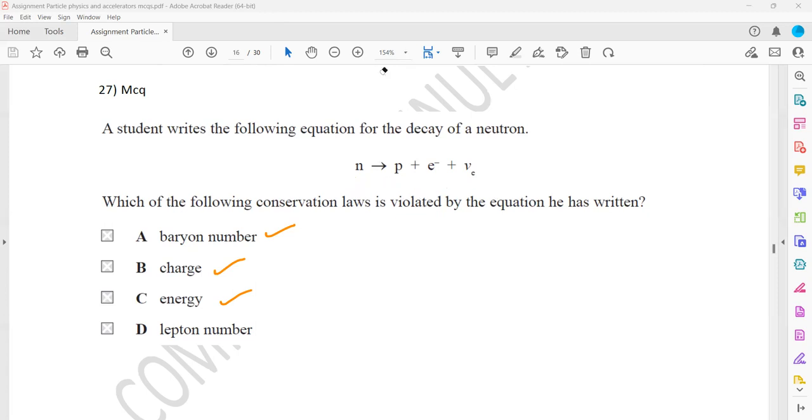For lepton number, each lepton is plus 1 and each anti-lepton is minus 1. Neutron and proton are baryons, so they don't have a lepton number. The electron is a lepton, so plus 1, and the electron neutrino is also a particle. There are 6 leptons: electron, electron neutrino, muon, muon neutrino, tau and tau neutrino. They all have lepton number plus 1, and the remaining anti-particles will have minus 1. So lepton number is plus 1 here. Sorry, lepton number is not conserved, the rest are all conserved. So D will be the right answer.